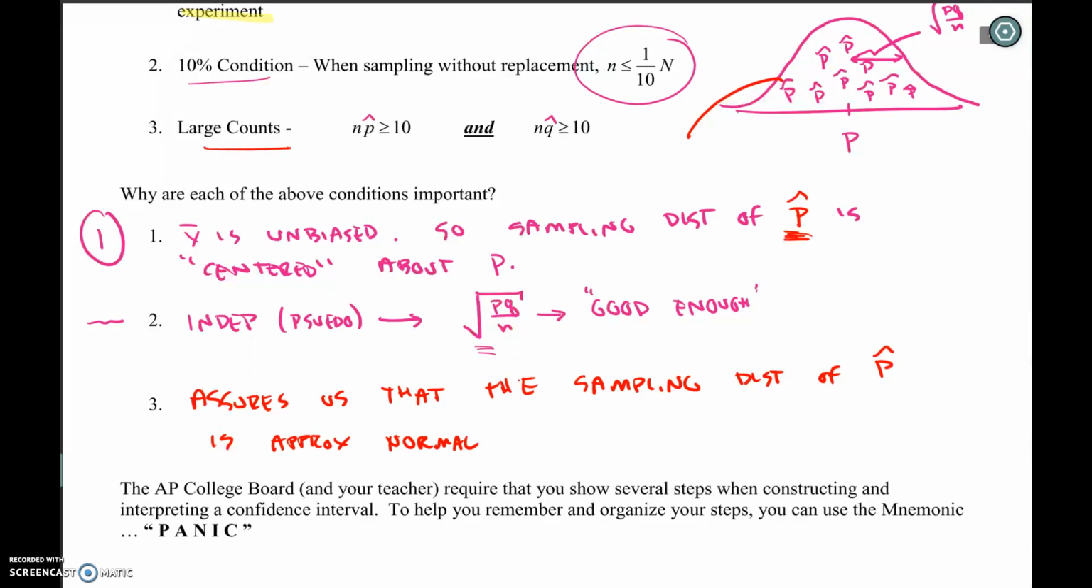So this basically assures us of the center. This assures us of the spread, and this assures us of the shape. So these three checks together kind of let us know that the sampling distribution is what we expect. All right. This one is kind of the second most important.